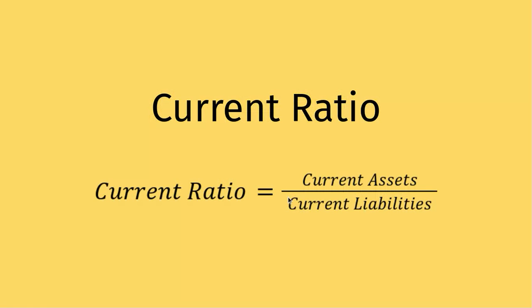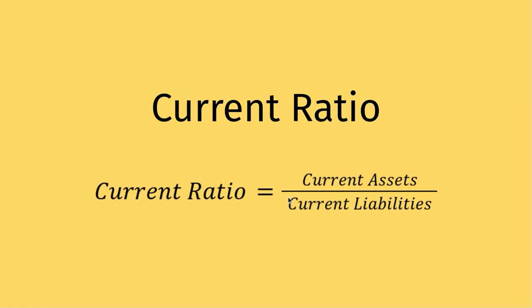Current liabilities, on the other hand, is the total amount of liabilities that are to be paid in the next 1 year. The current ratio gives us an idea about the liquidity position of a company and how well equipped they are with the financial resources to pay off their current liabilities by their current assets.